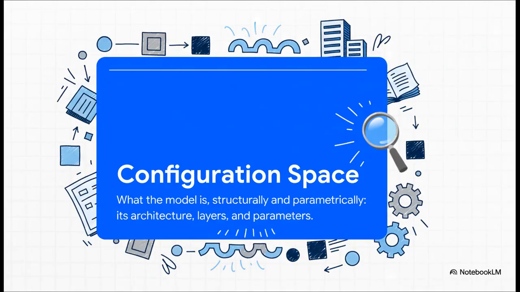Next, we're visiting the configuration space. If the input space is the port, this is the city's actual architecture. We're talking about the blueprints of the AI itself. Its structure, its layers, its parameters, its weights. This space defines what the model is and what it's even capable of.